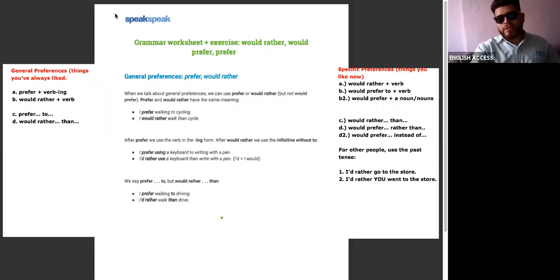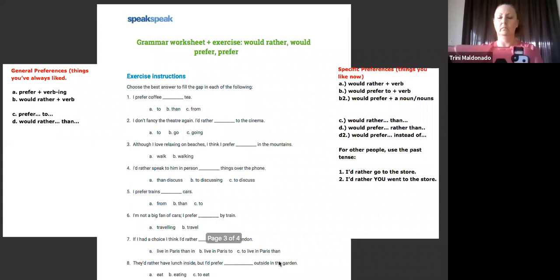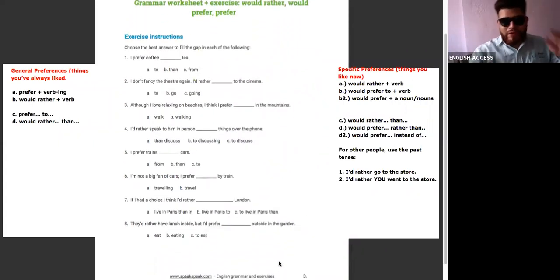Okay, and well, that is all for that. Now, let's do this exercise, and if you have any questions, then we're going to address them. I will help you with 1, 2, and 3, and then you can do the rest on your own. Exercise instructions: choose the best answer to fill the gap in each of the following. I prefer coffee. What do we use with prefer? Do we use to, than, or from?